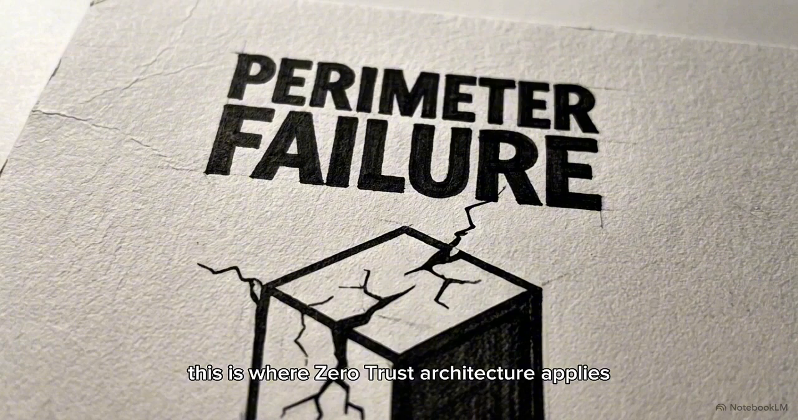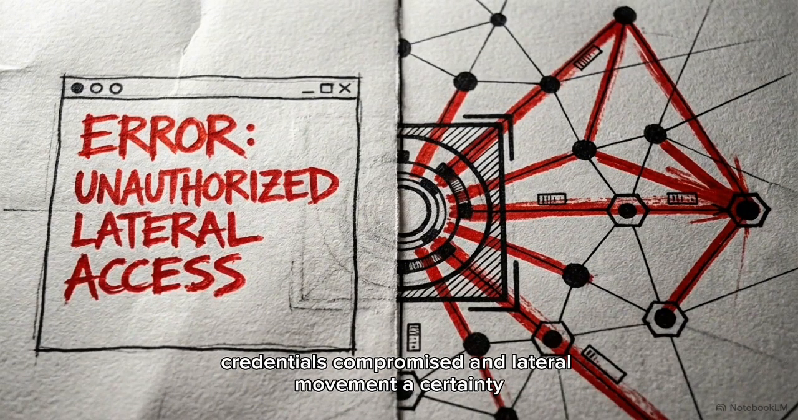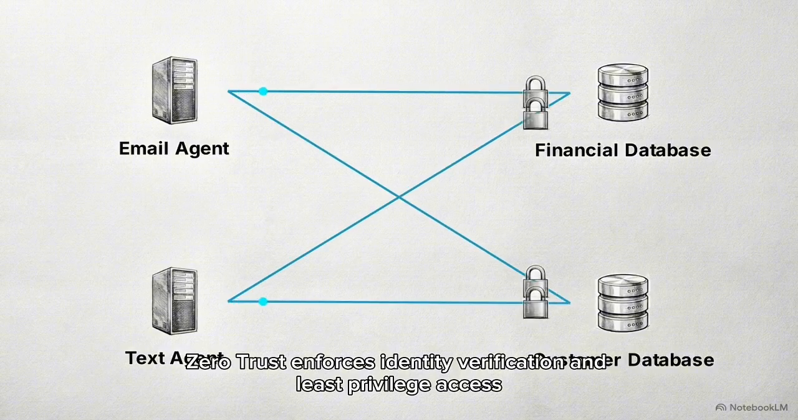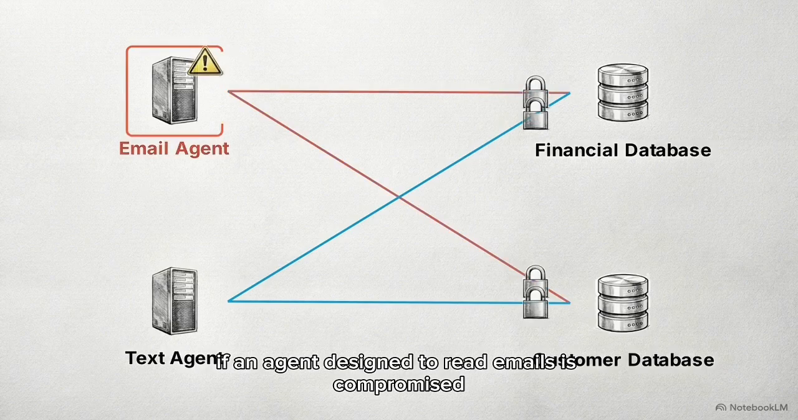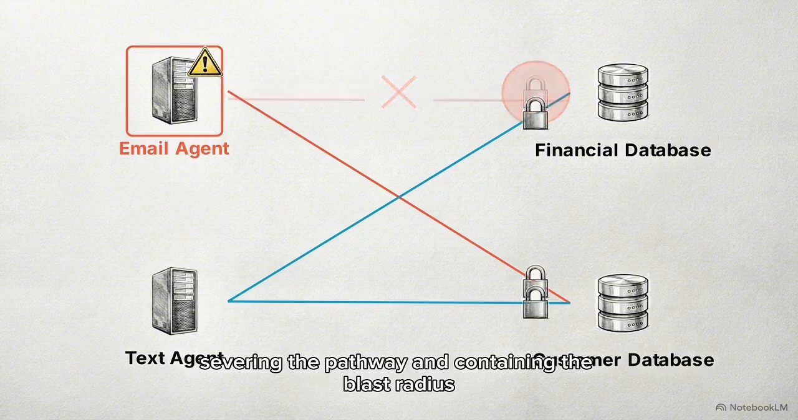This is where zero-trust architecture applies. The premise is to assume the network is breached, credentials compromised, and lateral movement a certainty. Zero-trust enforces identity verification and least privilege access at every layer. Every connection is validated continuously. If an agent designed to read emails is compromised, it strictly lacks the credentials to access financial databases, severing the pathway and containing the blast radius.